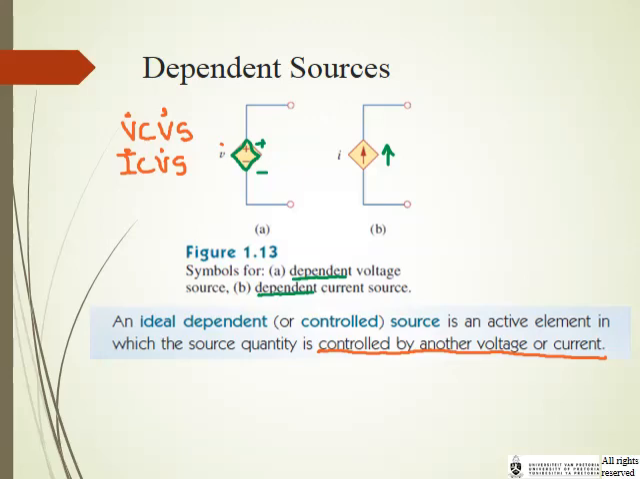On the current side, we can have exactly the same story. We can have a voltage controlled current source. In other words, the current is controlled by a voltage, or we can have a current controlled current source. In other words, the magnitude of the current is controlled by a current somewhere else in the circuit. We'll do a couple of examples of those just now.